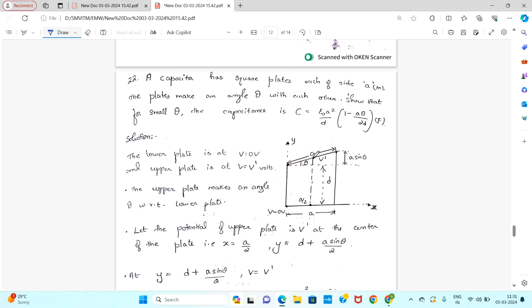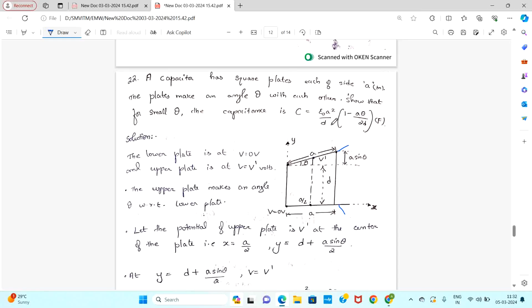But one of the plates is making an angle of theta with respect to the other one. That's why the upper plate is slightly tilted, and the angle by which it is tilted is given as theta. This is your upper plate. This is the lower plate, and this upper plate is making an angle theta with respect to the lower plate. Okay, and the question is to show that for small angles, small theta, the capacitance equation is so and so.